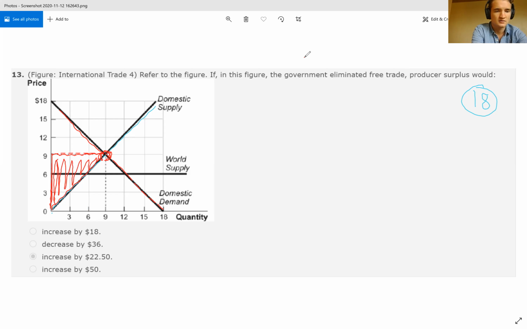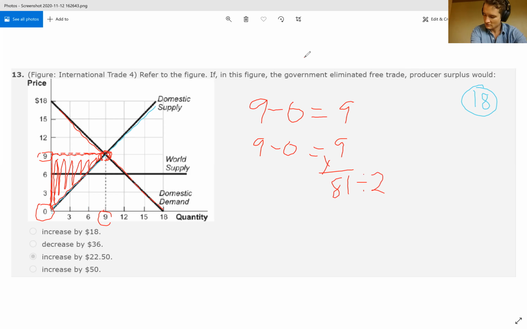All right, so we have 9 to 0 and 9 to 0. 9 minus 0, 9 minus 0 equals 9 equals 9. 81 for the square, divided by 2, 40.5. So we know that before the government eliminated free trade, it was 18. After, it's 40.5. So what's the difference? 40.5 minus 18. The answer is 31.5.